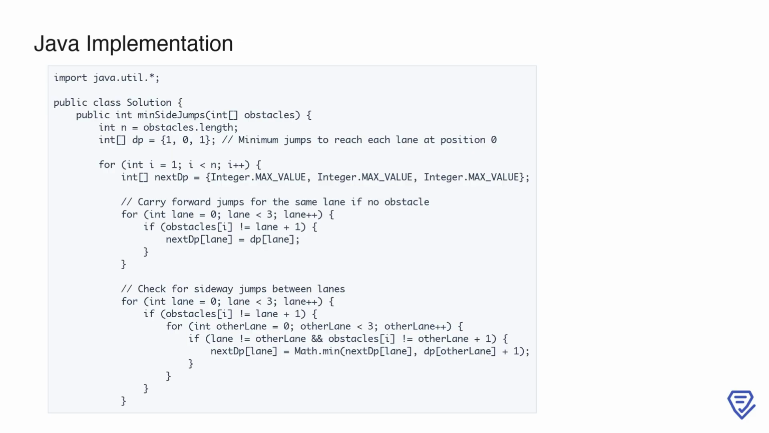Then, the second inner loop handles sideway jumps. For each lane, we check all other lanes to see if a sideway jump is possible, updating nextDP with the minimum value between its current value and the jumps required to switch from another lane plus one additional jump. This approach ensures that we calculate the optimal number of jumps efficiently.